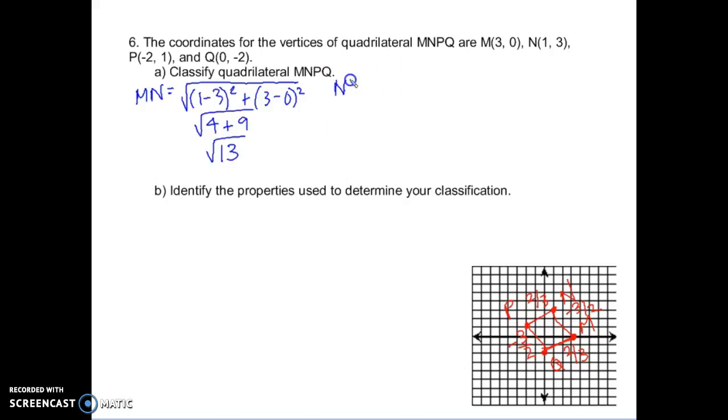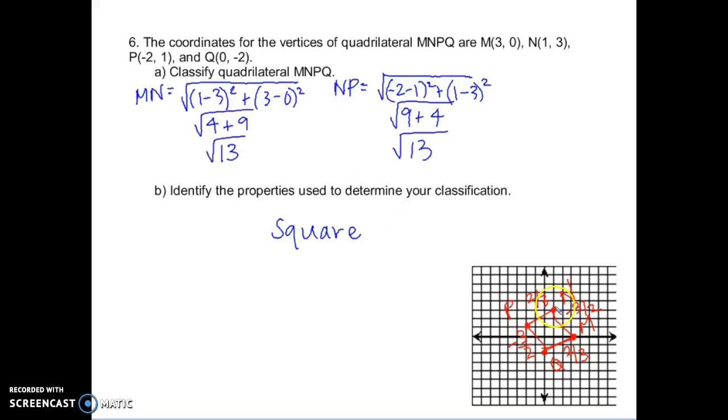Then we've got NP. So we've got -2 minus 1 squared plus 1 minus 3 squared. -2 minus 1 is -3 squared is 9. 1 minus 3 is -2 squared is 4. 9 plus 4 equals 13. Just because these two sides that are next to each other, adjacent sides, are the same, that tells me that all of them are going to be the same, so we can classify this as a square. And the properties we use the slope of all sides and the distance of each side.